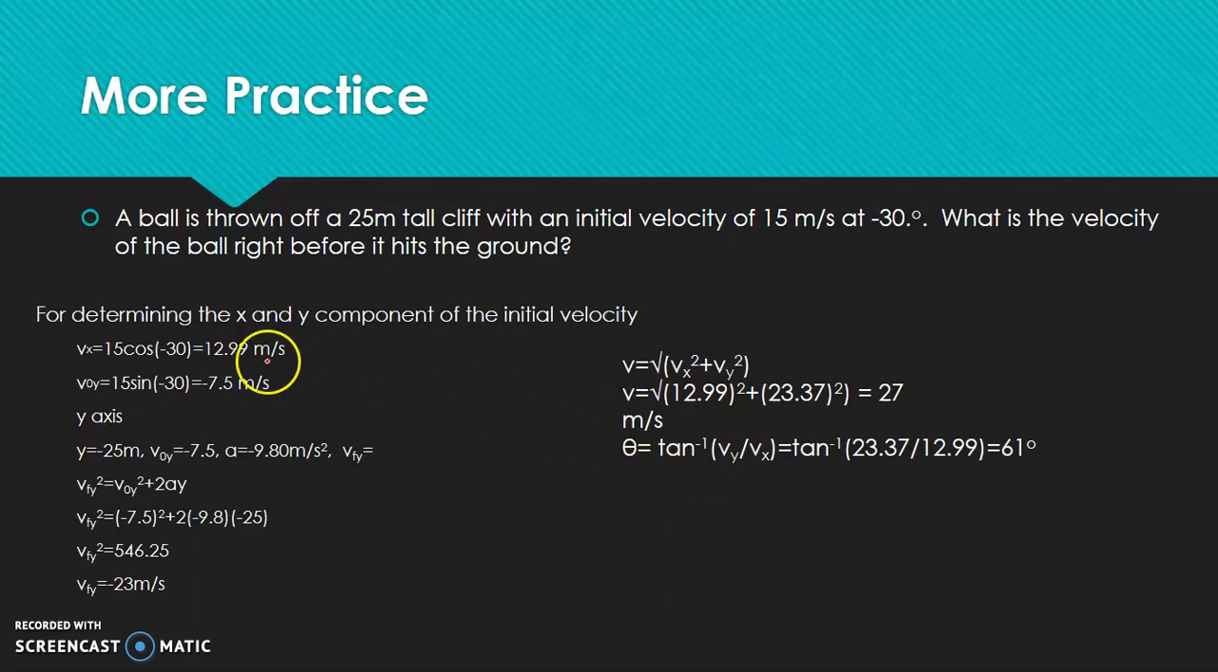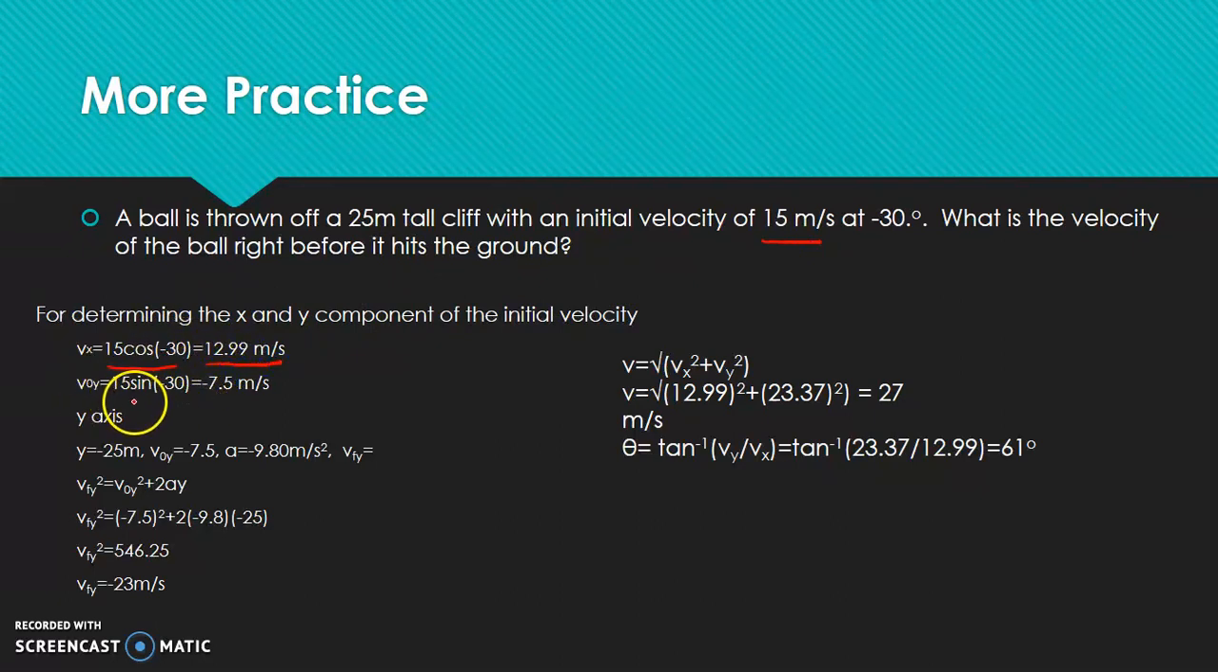Again, figure out what we know and what we need to solve for. The first thing we need to do is figure out the velocity in the x component and the velocity in the y component. We know this from those formulas we were just talking about. That 15 is from the velocity given to us, and then the angle is negative 30. We should get 12.99 meters per second.